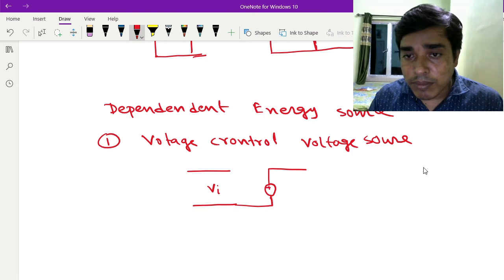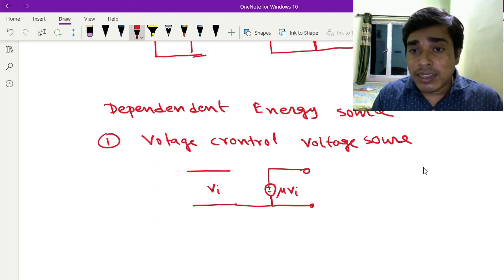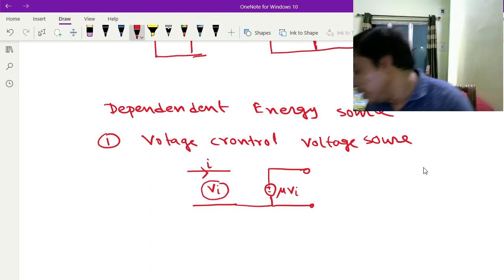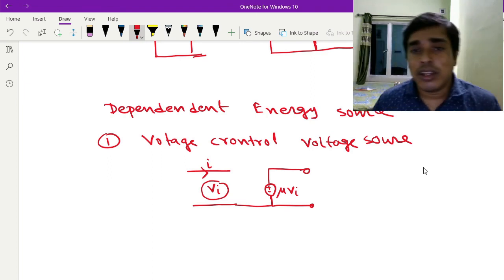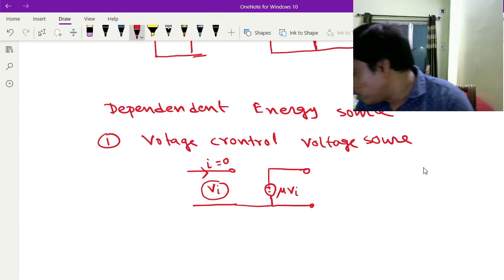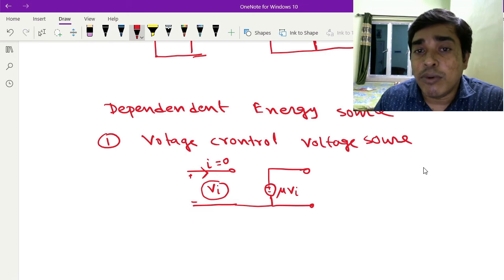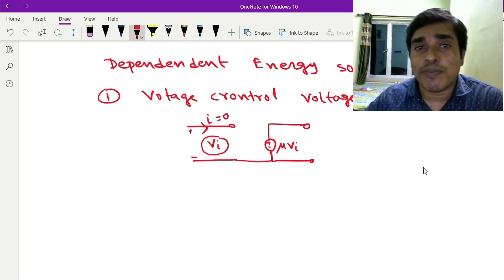So suppose V plus or minus, this is mu Vi. So the output voltage depends on the input voltage. For this condition, here I equals 0. This is the Vi plus minus. So this is the voltage controlled voltage source.